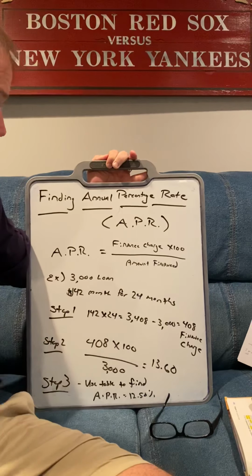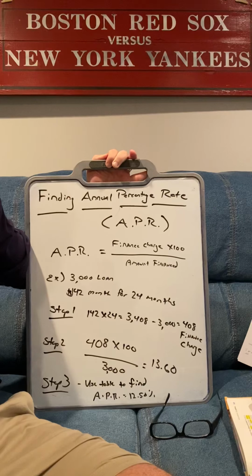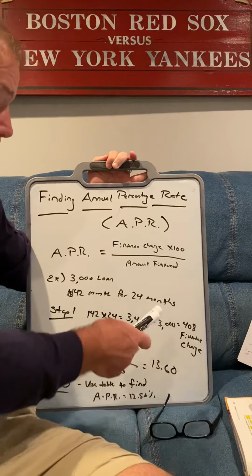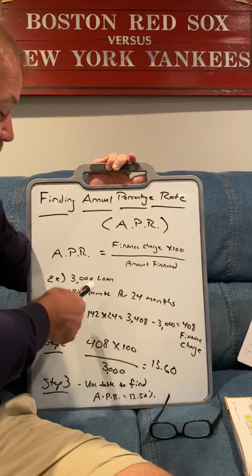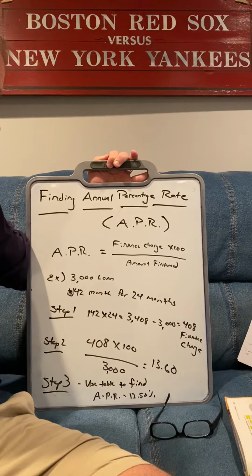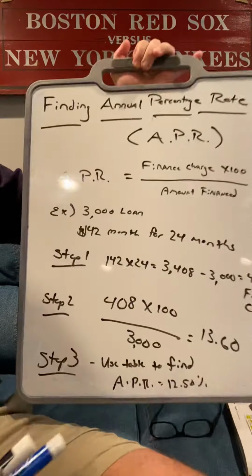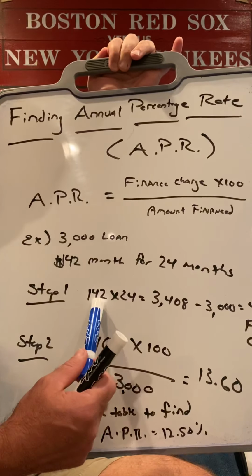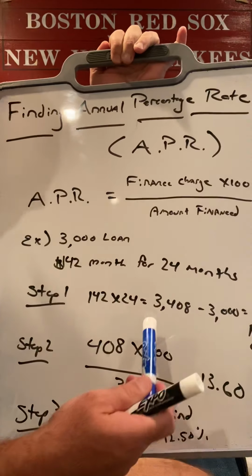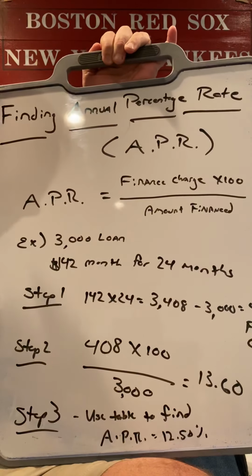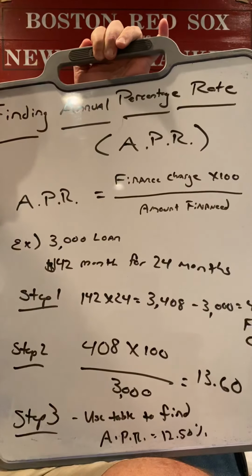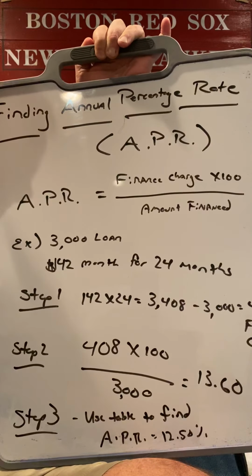So first example, we take out a $3,000 loan for a motorcycle. We're going to pay that loan for 2 years. We're going to pay it for 24 months for $142 a month. So that's the information that you're going to be given in the problem. So first step, we're going to take that $142 a month times 24 months and figure out how much money we're paying back. Okay, so we're paying back $3,408. The loan was $3,000, so therefore the finance charge, the interest, is $408.